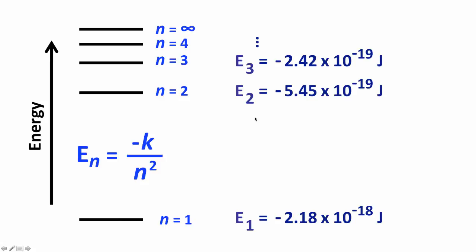And then notice, eventually we get to huge values of n. And if n is infinity, well, infinity squared is really big. And negative k divided by a huge number, infinity squared, is 0. You divide by a monstrous number and you get 0. So our highest energy is 0, and our other energies are below 0. This is just our relative scale. So negative 2.18 times 10 to the minus 18th joules for E sub 1, and so forth on up to 0 for E sub infinity.